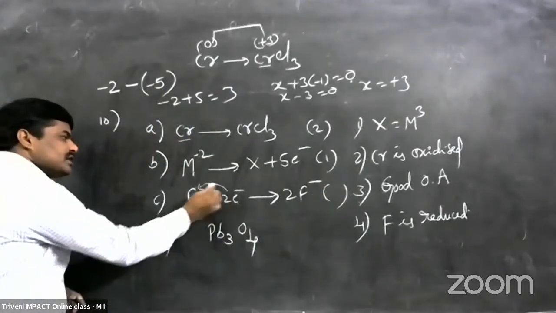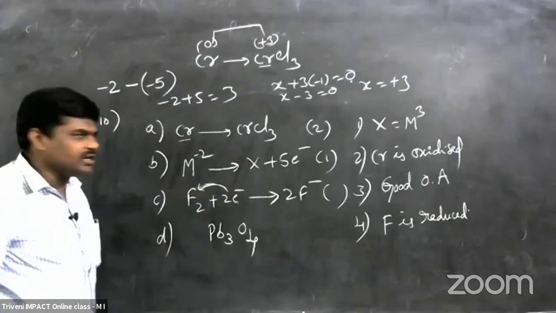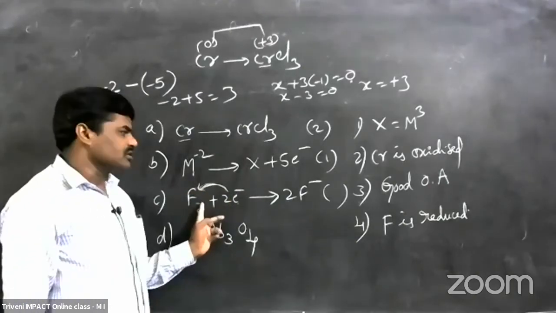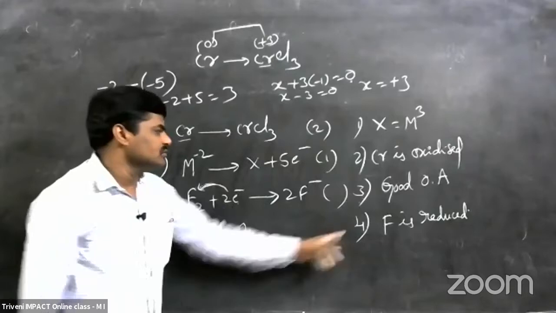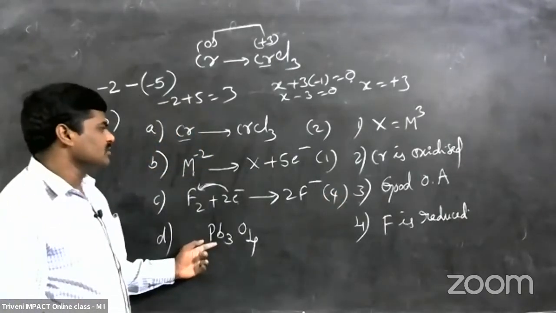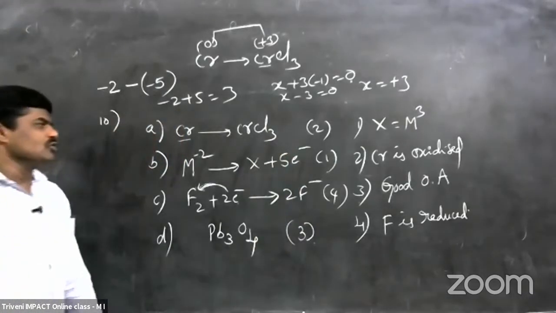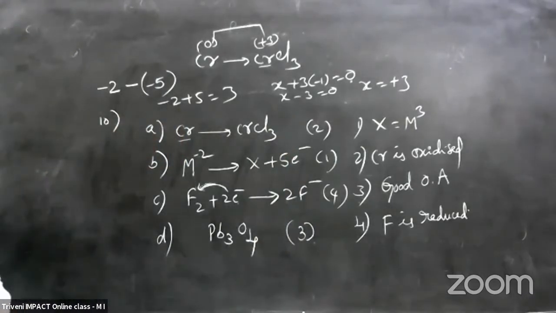Now coming to the next one. Here electrons are gained. Gaining of electrons, addition of electrons, means that is reduction. So fluorine is reduced. Simple. So the last one, it is a good oxidizing agent. All of you note down.